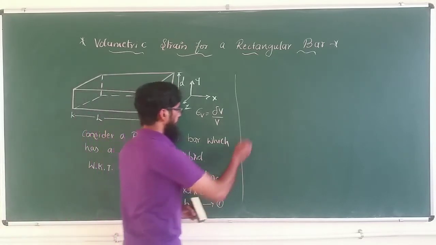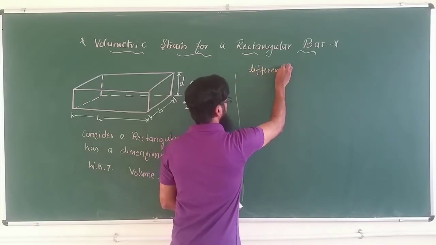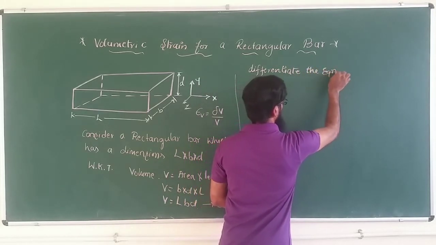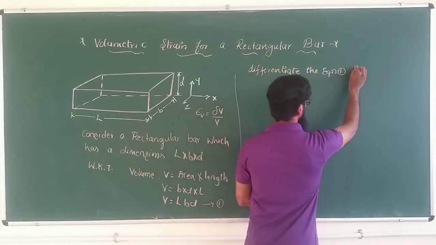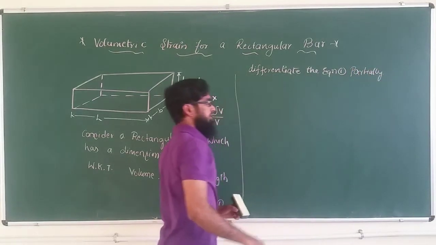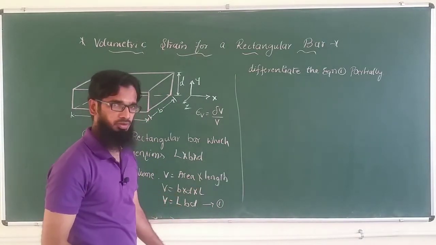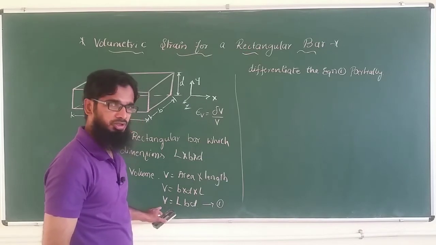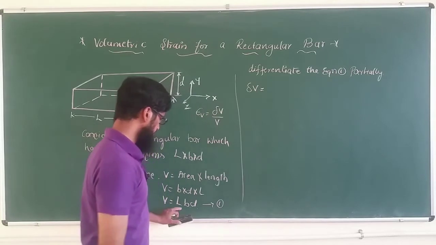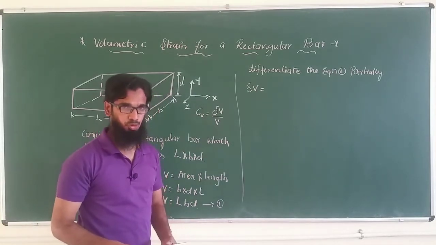Now I differentiate equation 1 partially, so that we can get the numerator part, delta V. The left-hand side becomes delta V. The right-hand side has three variables, L into B into D, so we have to apply the product rule here.